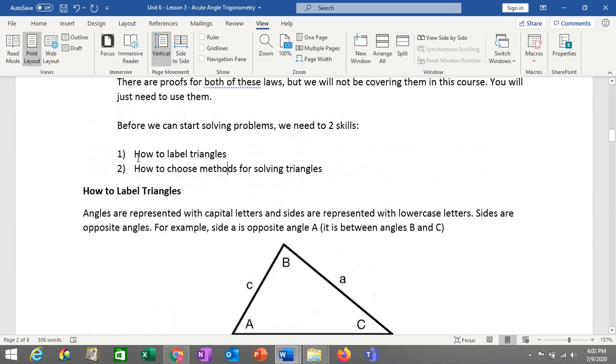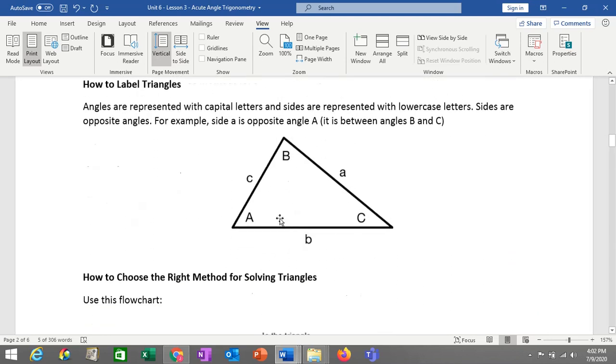So first things first, how to label triangles. So let's just say you have a triangle A, B, and C. So you label your angles with capital letters.